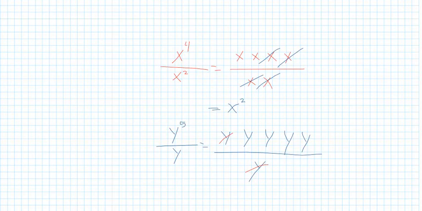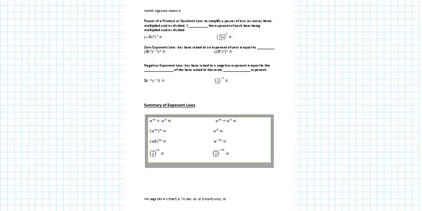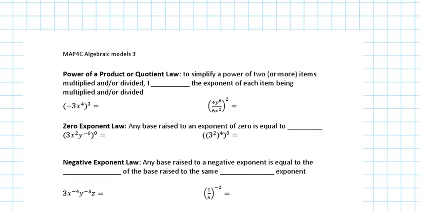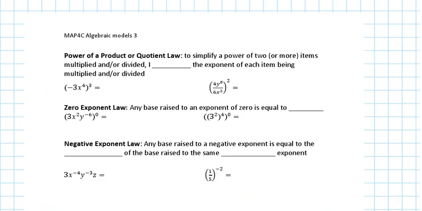Then we have the power of a product or quotient law, okay? This is what I talked to you about previously, and I said we'll see that again today, in the next page. To simplify a power of two or more items multiplied and or divided, I distribute the exponent to each item being multiplied and or divided. So that exponent goes to every single term inside the bracket. This is what's going to happen.